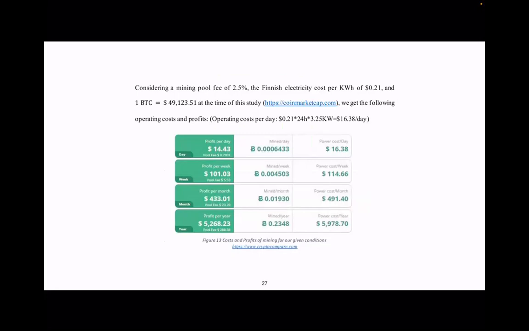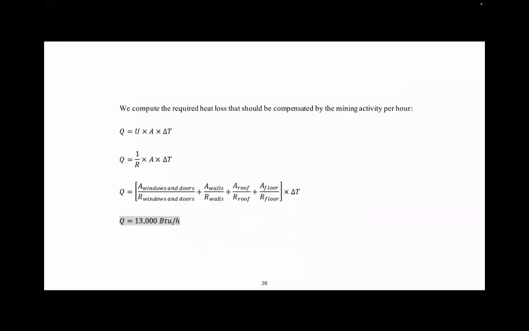We got around $5,000 per year, and we also computed the operating costs per day using the Finnish electricity cost. Before finding that out, we also computed the required heat to maintain the temperature of our house, using what we learned in class, and it was around 13,000 BTU.